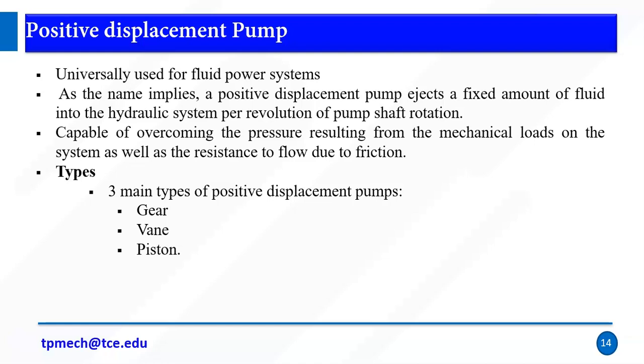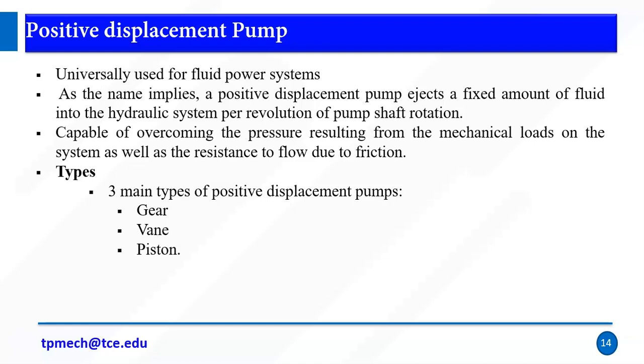As the name implies, a positive displacement pump ejects a fixed amount of fluid into the hydraulic system. So we can say constant delivery, right? The pump ejects a fixed amount of fluid into the hydraulic system per revolution of the pump shaft rotation. So for every shaft rotation, it will deliver constant flow. Right? So it is capable of overcoming the pressure resulting from the mechanical loads on the system as well as the resistance to flow due to friction.